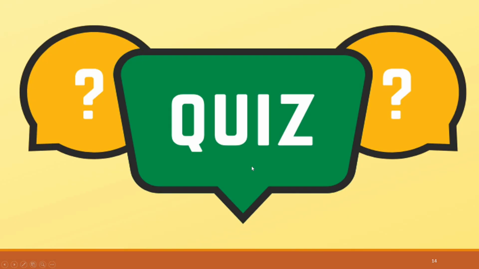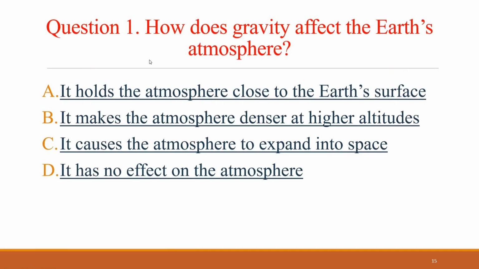Okay guys, now let's have a little quiz. The quiz consists of 5 questions. I'll give you 10 seconds for each one, and then I'll show you the correct answer. Let's start with the first question. Question 1. How does gravity affect the Earth's atmosphere?